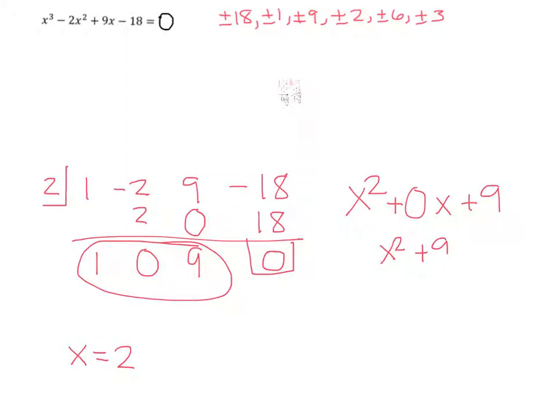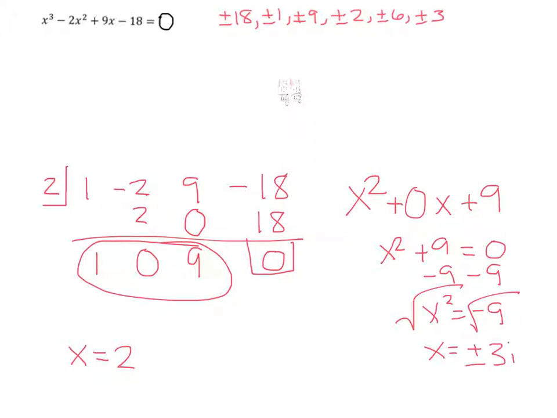So we're going to just go ahead and say x squared plus 9 equals 0. We can subtract 9 from both sides, so we have x squared equals negative 9. And if we take the square root of both sides, we're going to end up with x equals plus or minus 3i. So over here, we know that x is equal to 2, x is equal to positive 3i, and x is equal to negative 3i.